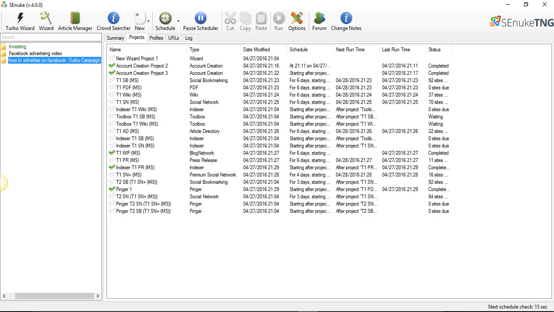So as you see here, I have my campaigns running. SEnuke is opened, and I have two campaigns. I just created two campaigns today, and one of them is about investing. The other one is about Facebook advertising.